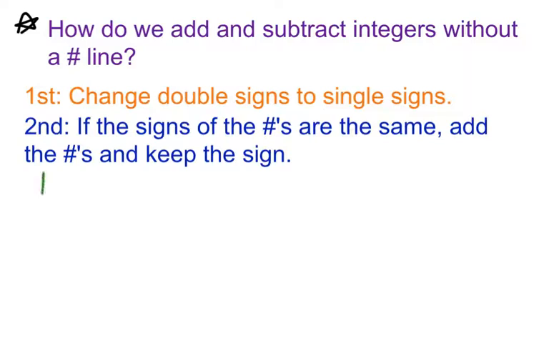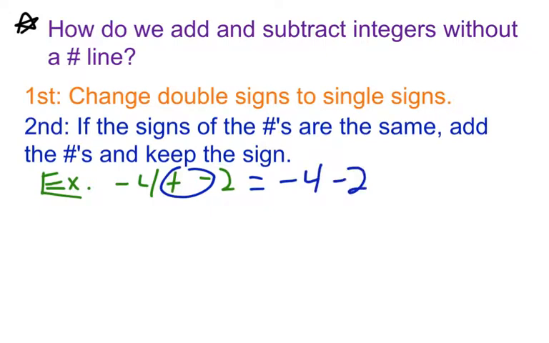So what I mean by that is, for example, let's say we had -4 plus -2. Well, first step, we got to change our double signs here to single signs. So adding a negative is really just subtracting. So it's -4 minus 2. Well, those have the same sign. They're both negative. That's a negative, that's a negative. So really all we do is add these together. So 4 plus 2 gives us 6, and we keep the sign, so it's a -6.